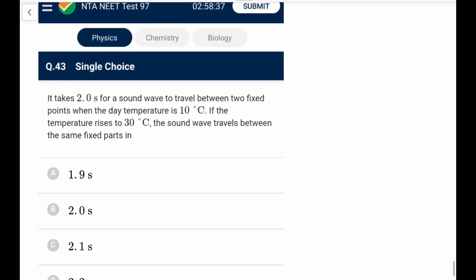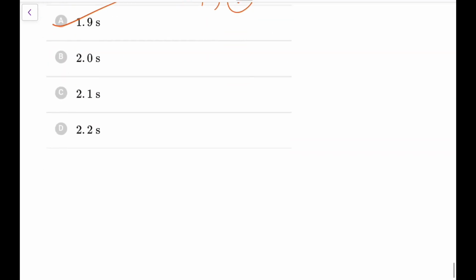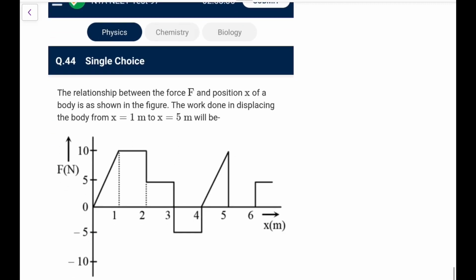Next one. It takes 2 seconds for a sound wave to travel between two fixed points at a day temperature of 10 degrees. If the temperature rises to 30, the time for the sound wave to travel between the same fixed points will be... Again, you know, temperature is increased, so speed is increased, so time taken will decrease. So it would be lesser than 2. So go for option A, 1.9. That is the only option which is lesser, no need to solve.